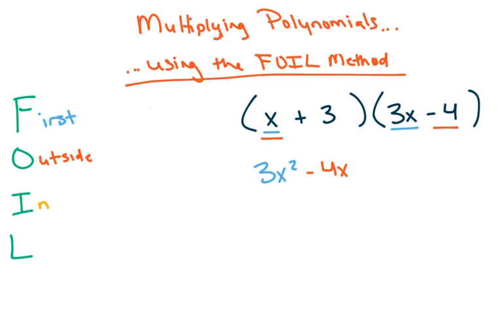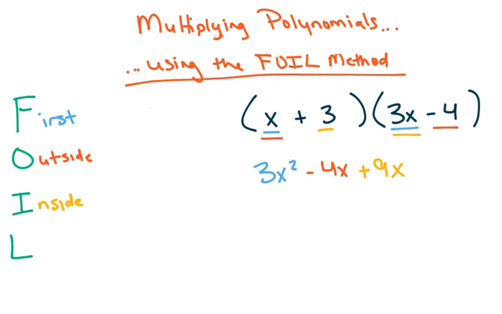Next is your I, which stands for inside. Again, looking the same way at this expression being multiplied together, the inside values would be 3 and 3x, and so we're going to multiply those together. So 3 times 3x gives me a plus 9x.